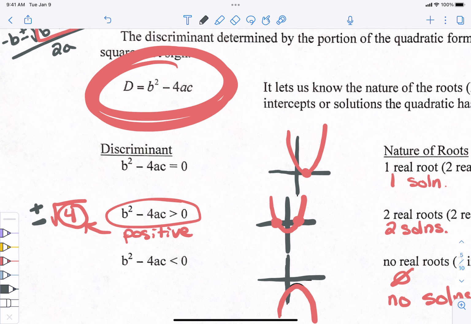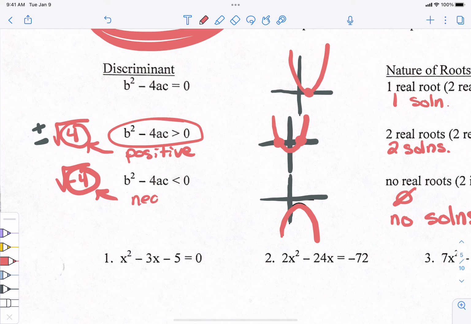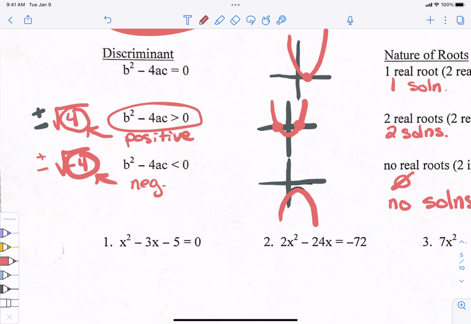But let's say instead that was the square root of negative 4. So our discriminant would be negative 4, and that's negative. We still have plus and minus, but the square root of a negative number is imaginary. It doesn't exist. That's why we have no solutions, right?